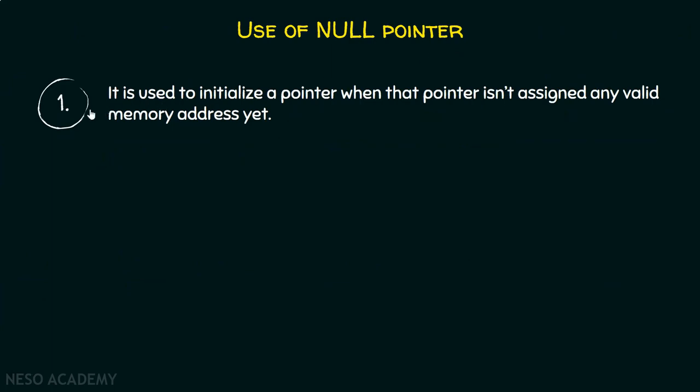The first use is that it is used to initialize a pointer when that pointer isn't assigned any valid memory address yet. For example, here in this case, we are using this null pointer to initialize a pointer. It is better to initialize a pointer with null when it is not containing any valid memory address. So it is a good practice to initialize a pointer with null.